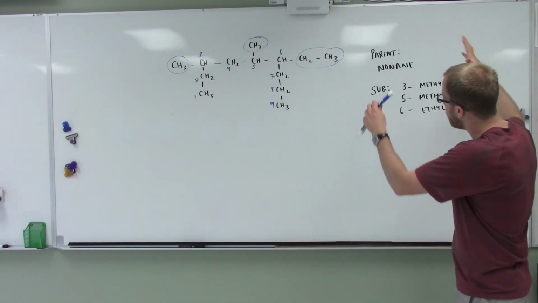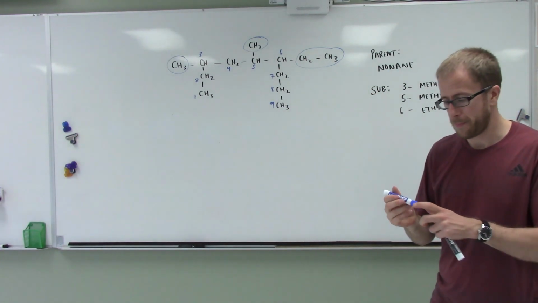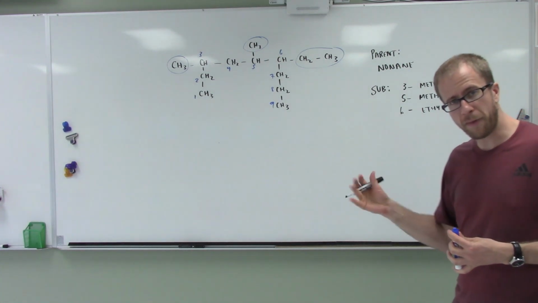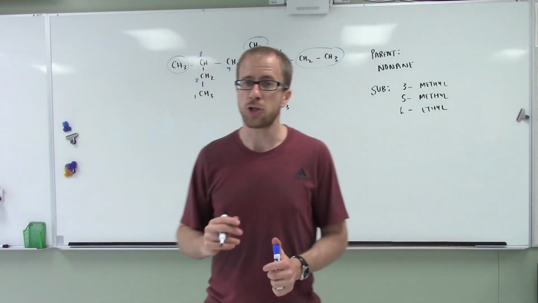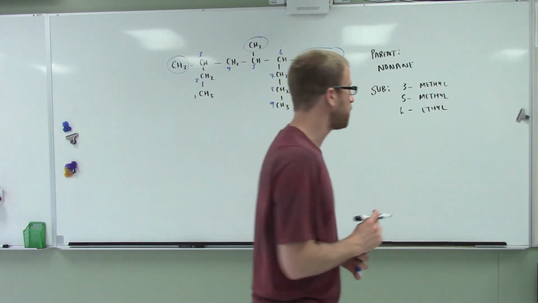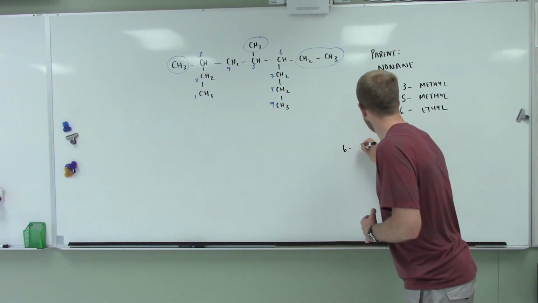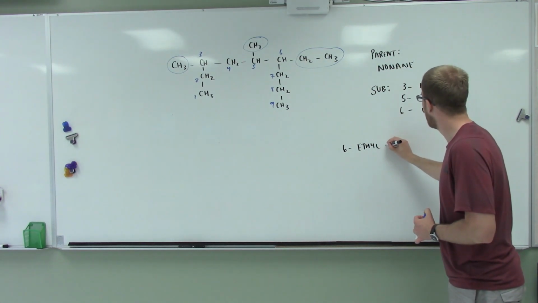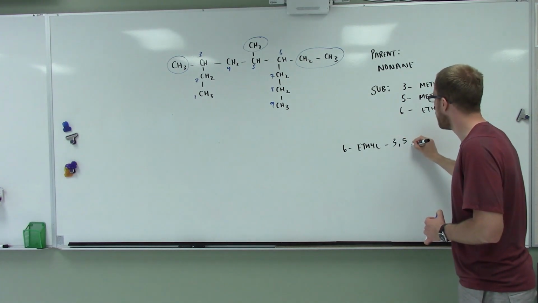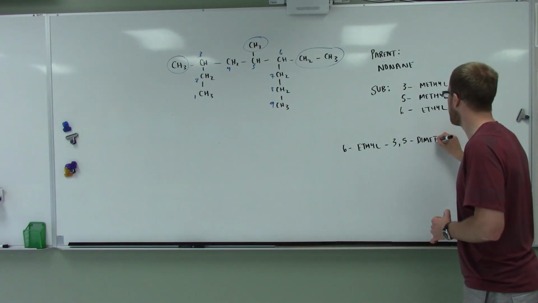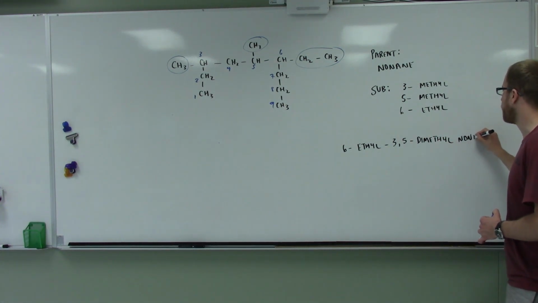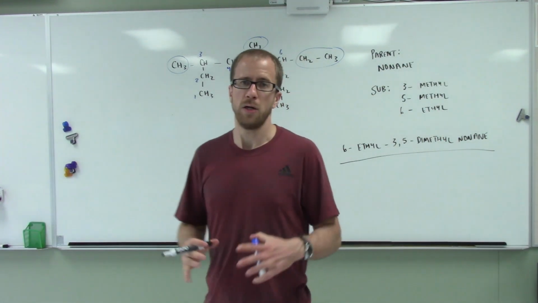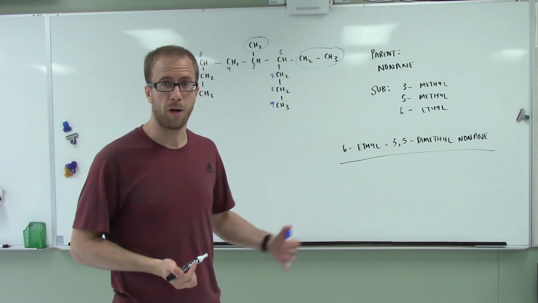All right, so let's combine this together into a name. When we combine this together, what comes first? Ethyls or methyls? Again, it should be alphabetical order, so ethyl comes first. So we will say that this is 6-ethyl, and then we have 3,5-dimethyl, nonane. So take the time, do the practice, and this will get easier, I promise.